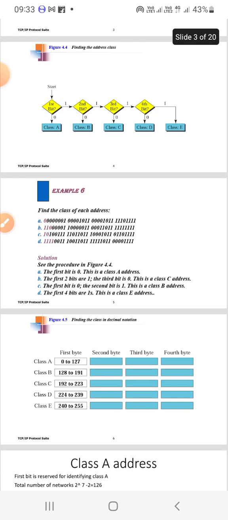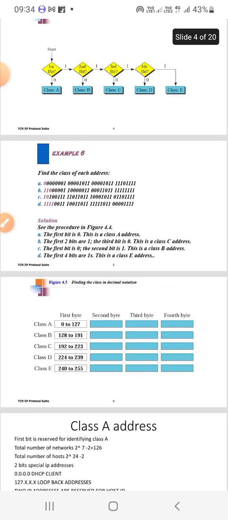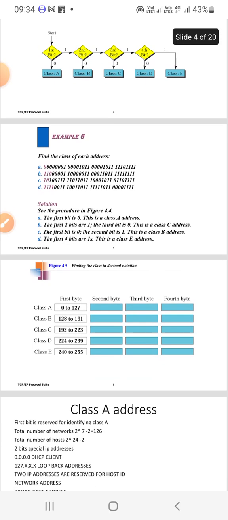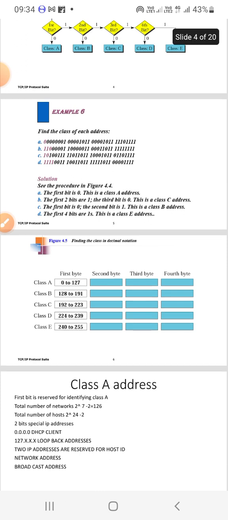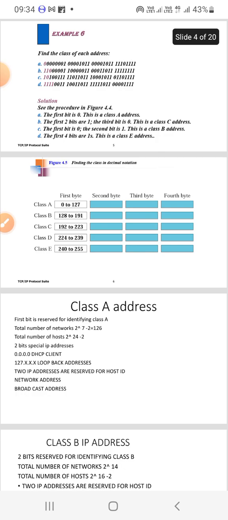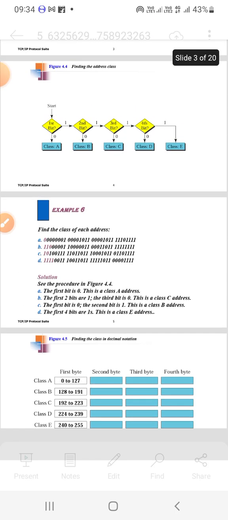Now here are some examples. Find the classes of each address. First, if the first bit is 0, it comes under class A. If the first 2 bits are 1 and the third bit is 0, this is a class C address. If the first 2 bits are 10, it comes under class B. Next, if all bits are 1, it comes under class E. Class A is 0 to 127, class B 128 to 191, class C 192 to 223, class D 224 to 239, class E 240 to 255.